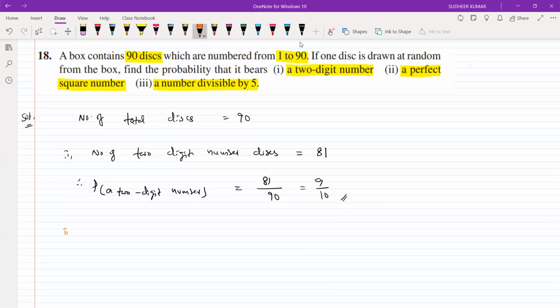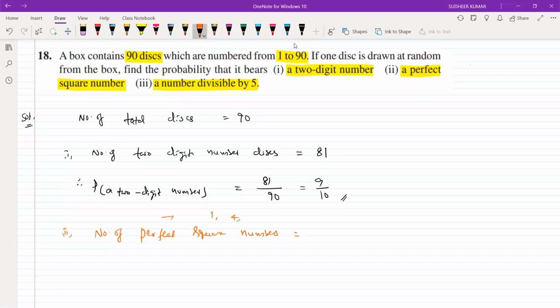So the second one is a perfect square number. How many perfect squares are there? Number of perfect square numbers. Nine. Yes, perfect squares, 9. What are the perfect squares?